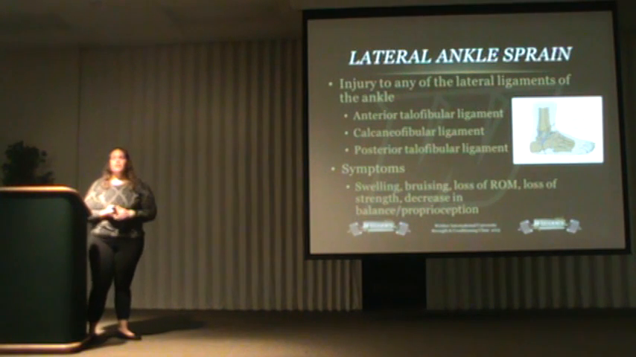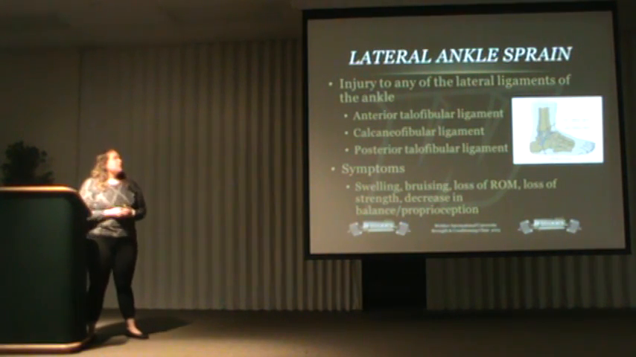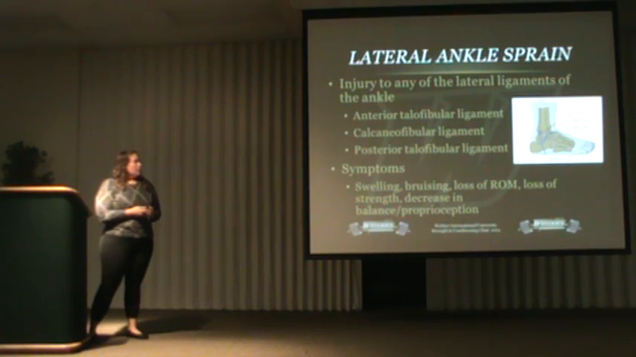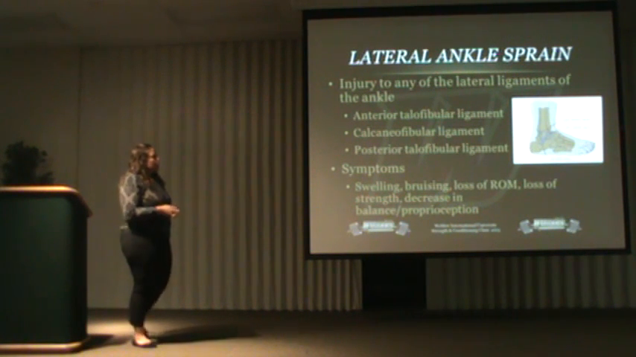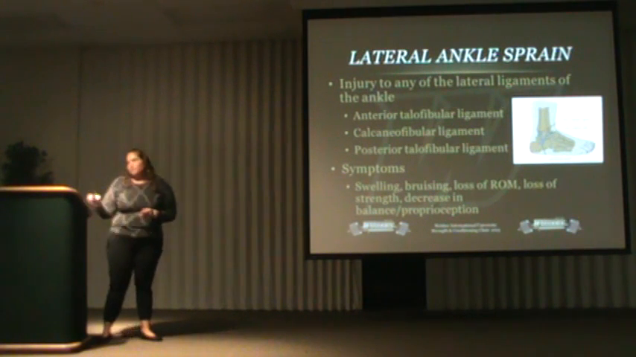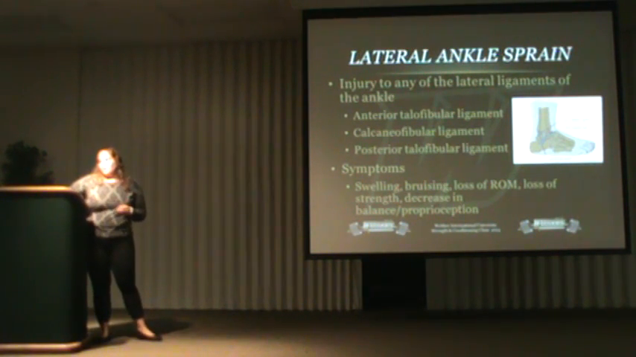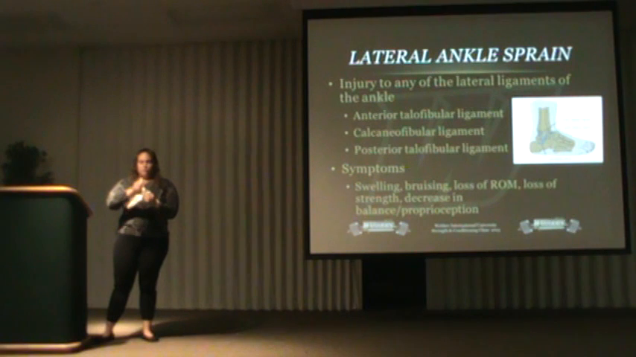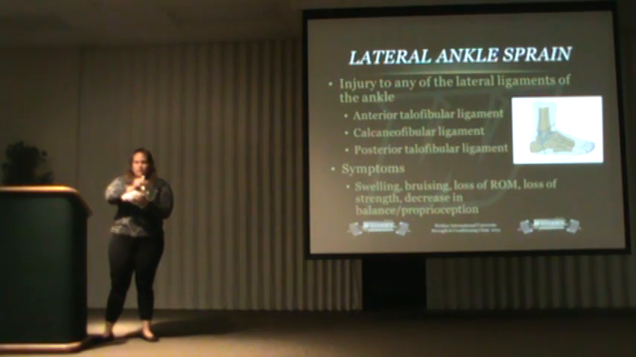So lateral ankle sprain is going to be an injury to any of the lateral ligaments of the ankle. So as you can see here, this one right in front is going to be your anterior talofibular ligament, and then you have your calcaneofibular ligament, and then your posterior talofibular ligament. So the most common mechanism of injury for a lateral ankle sprain is going to be an inversion mechanism. So that's going to be when your ankle rolls out like this.